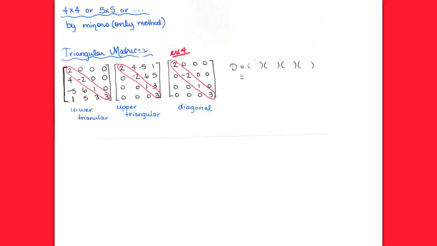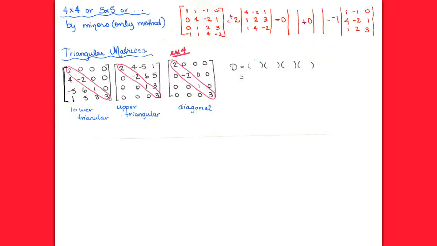The only downside to that is that, if you're evaluating a 4 by 4, what's the minor of a 4 by 4? A 3 by 3, yeah. So we'd be talking about doing 4 3 by 3s, right? That's a crazy amount of work.